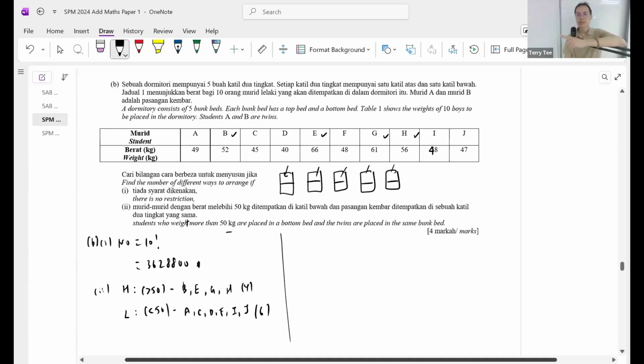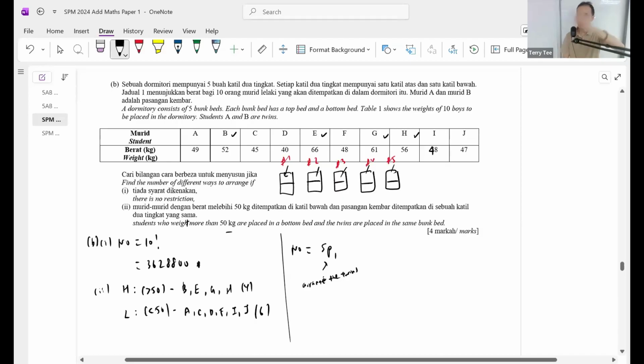But the problem is, where can I assign them? So number one, you have to think where to assign the twins first. How many ways can I put the twins? Picture this: let's say bed number 1, bed number 2, bed number 3, bed number 4, bed number 5. The twins I can put in any one of the beds. Do you realize that? So there are 5P1 ways to arrange the twins.